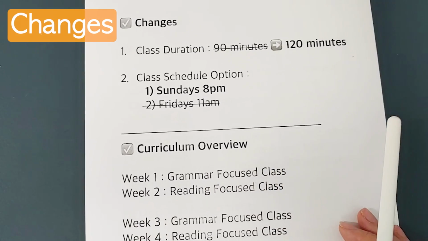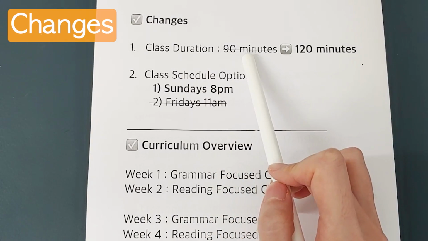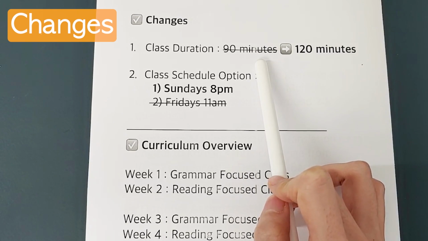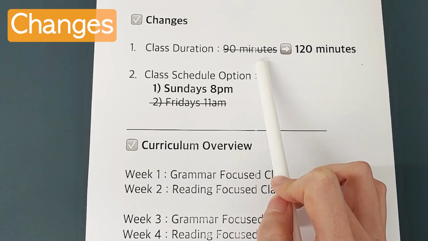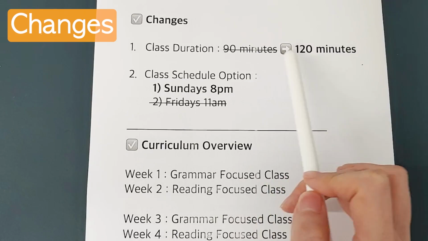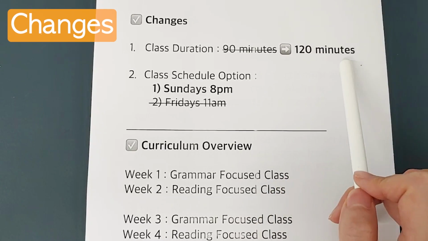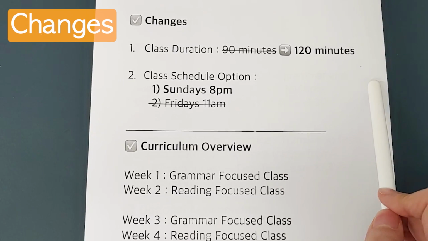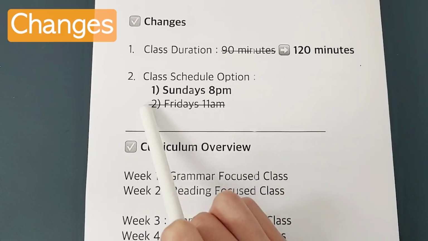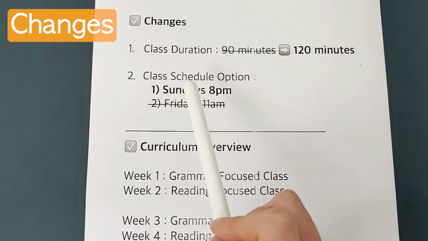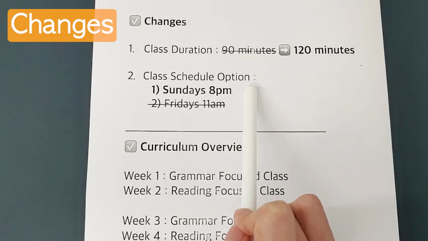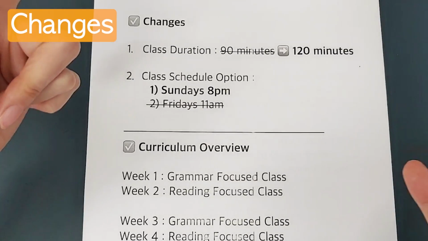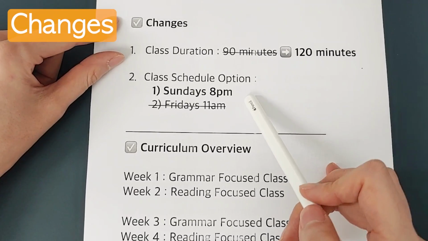So I think I should start by sharing the two changes from the initial announcement. Originally I mentioned that each weekly session would be 90 minutes, but while I was preparing the details of the class, I felt that 90 minutes might not be enough. So I changed the class duration to 2 hours, and this includes a 10 minute break in between. And I also removed the second schedule option. So currently the only available schedule is Sundays, 8 p.m. classes. But when I open the same course again in the future, I will consider different days and times.